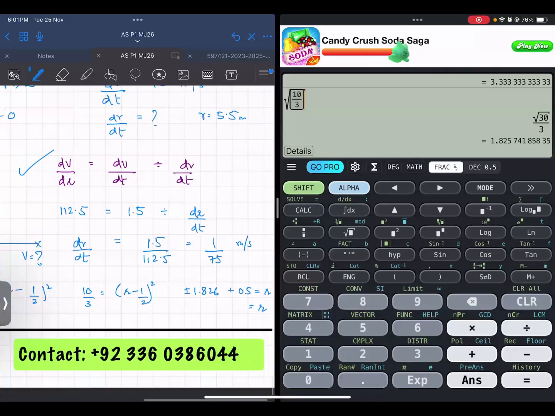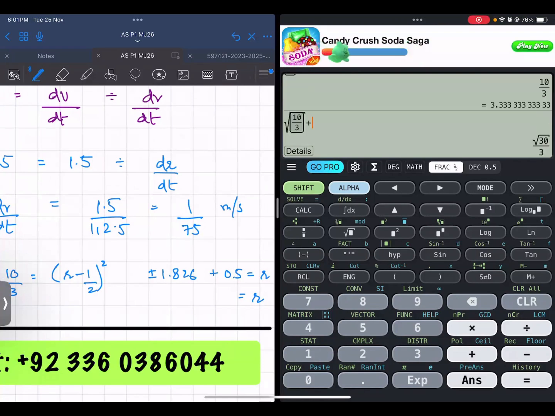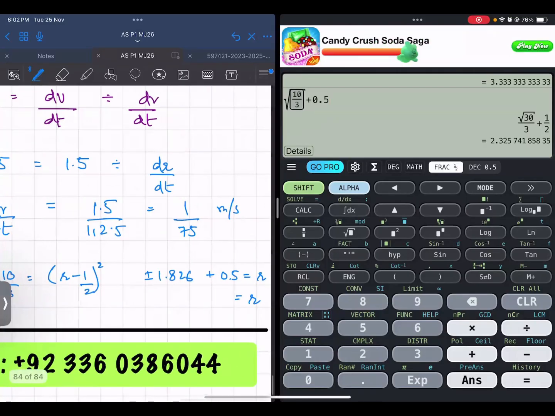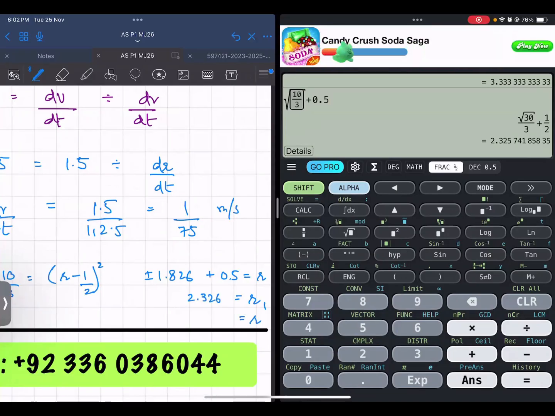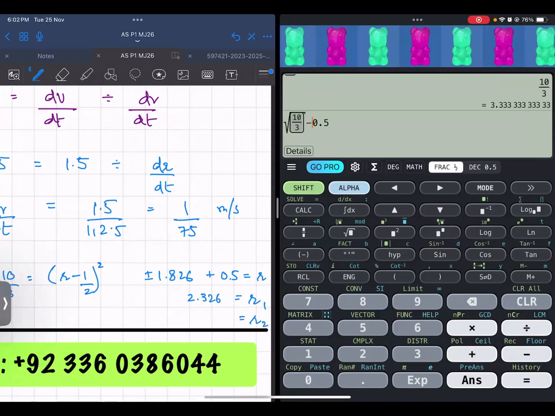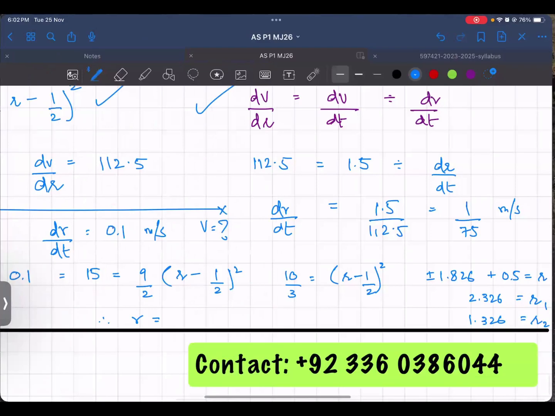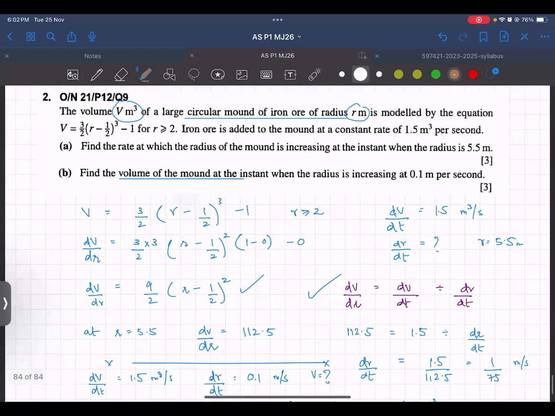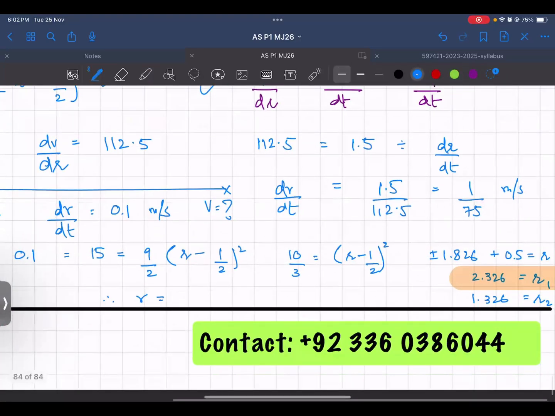So the radius, you will get two answers for radius. This thing plus or minus 0.5. So your radius one is 2.326 and your second value of radius is 1.326. Out of these two values, we would choose the value of radius which is more than 2, because they have given us the function is only working for radius values more than 2. So we would only consider this radius value, 2.326.